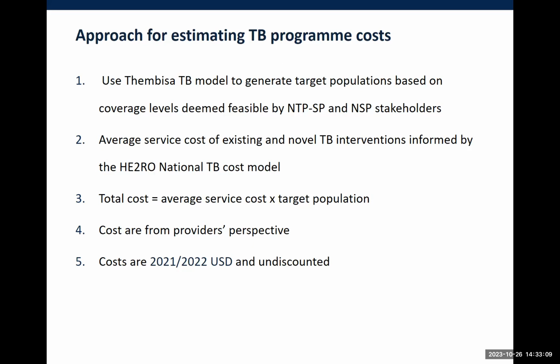And then we also used average costs of individual interventions. These are based on a newly developed national TB cost model that was done by a team here at HERO. And to estimate the total cost of each intervention, it is simply the product of the average cost and the target population that is reached. All the costs that are estimated are from the provider's perspective, we are using US dollars, and have not discounted for anything.